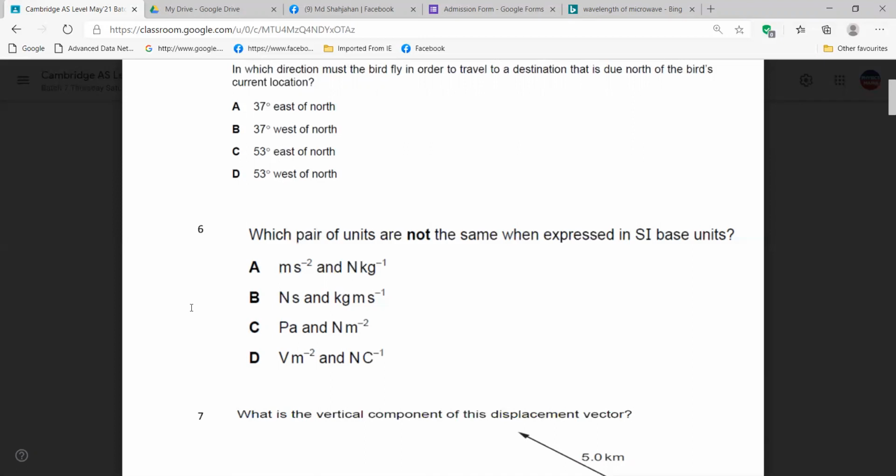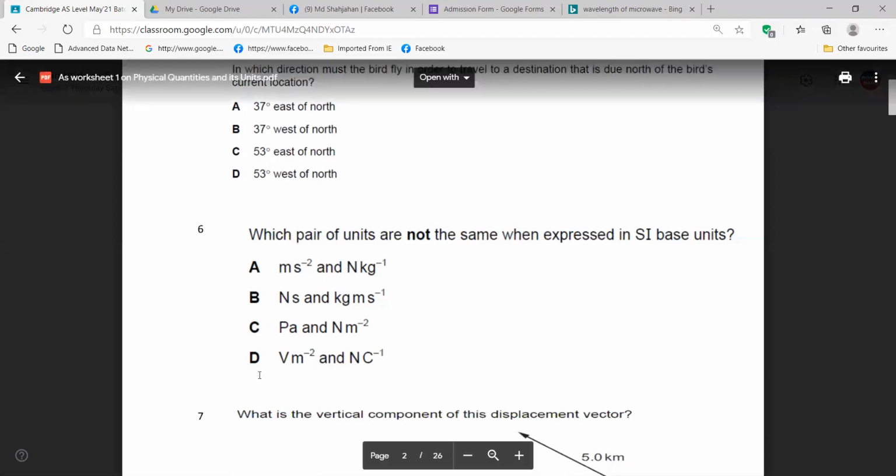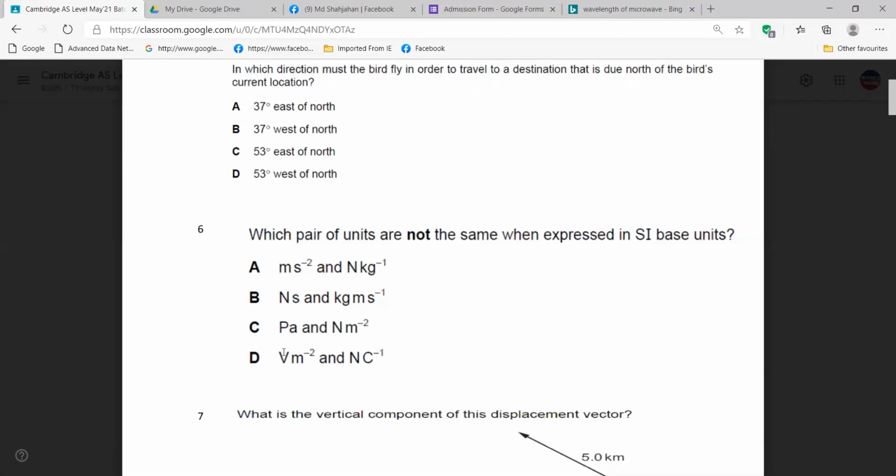So these are much more complex. You don't have an idea how to represent V in terms of base units, and you don't have an idea about the coulomb also, right? That's why I confused. Try this. C is very easy. Pascal and Newton per meter square, same thing, right?